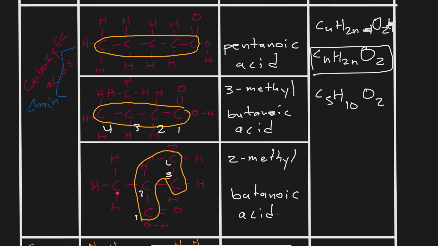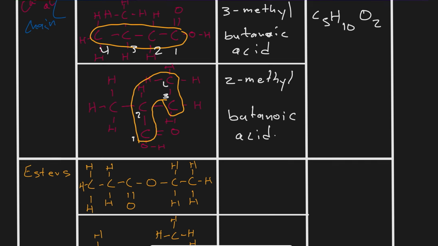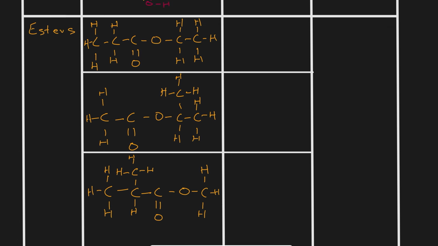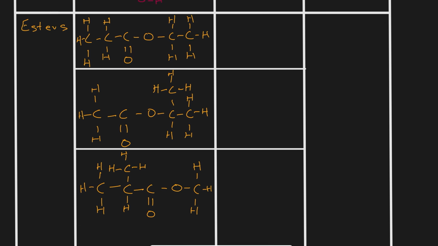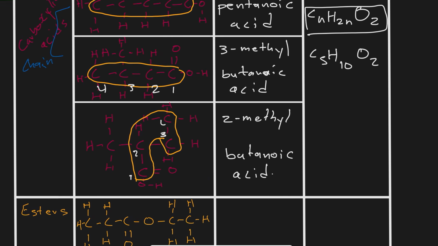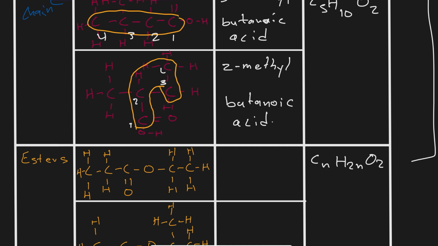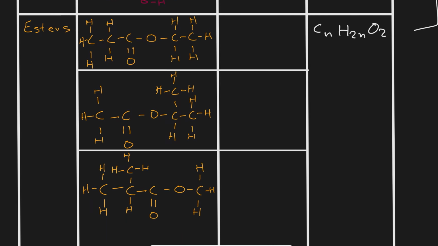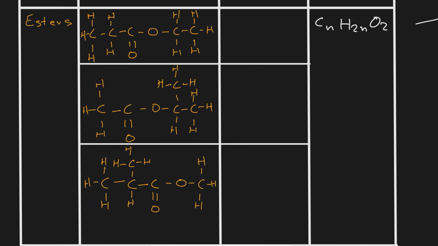And then if we move on to the last part, which is esters, esters will also have the same general formula as carboxylic acids. So let's say, for example, the general formula of a carboxylic acid was CnH2nO2. So you can clearly see that carboxylic acids and esters are functional isomers.